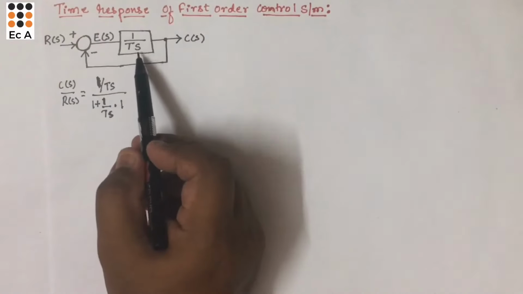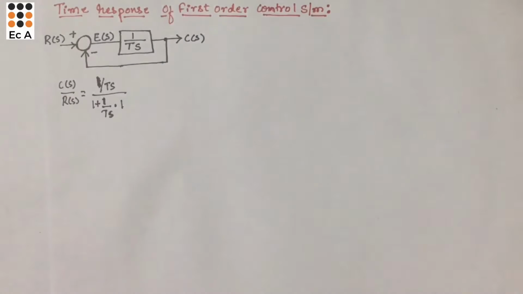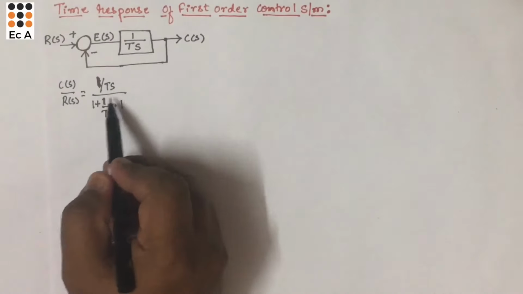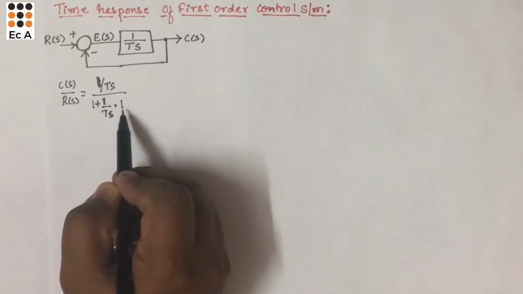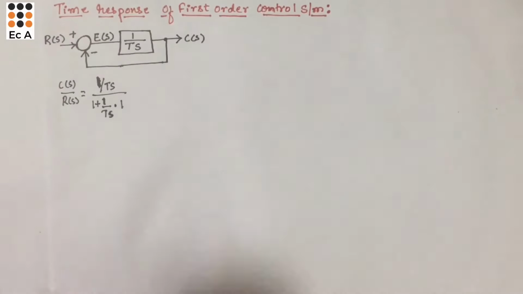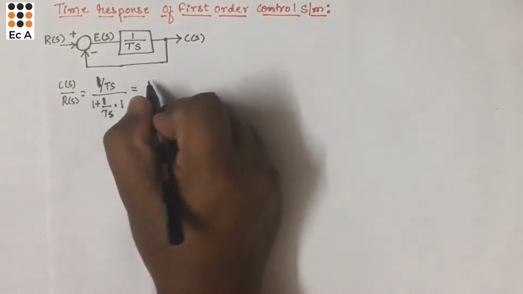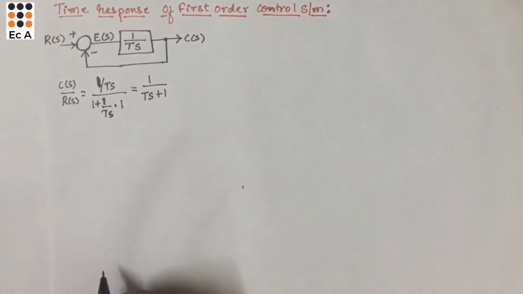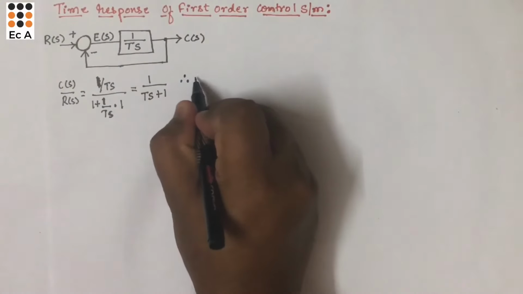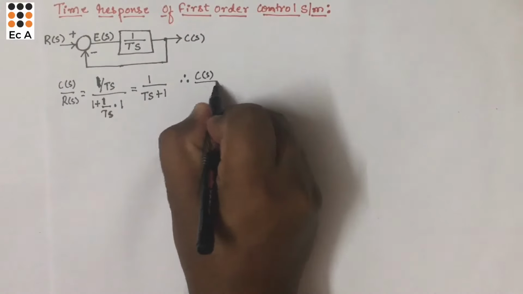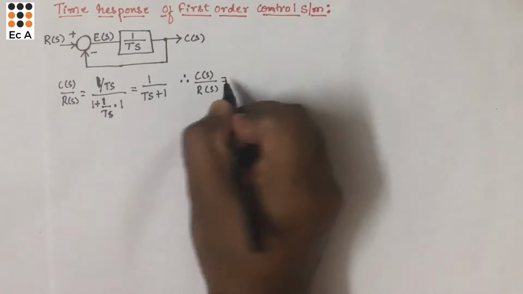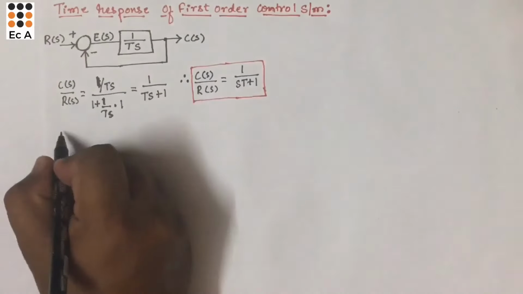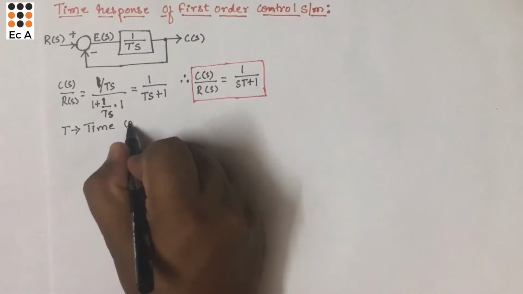From the block diagram, we can identify G(s) = 1/Ts, H(s) = 1. That's why we have written it as G(s) divided by 1 + G(s)H(s). So H(s) is taken as 1. If we simplify this, we can write this as 1 divided by Ts + 1. Therefore, the overall transfer function C(s)/R(s) is 1 divided by Ts + 1. Here T represents the time constant of the system.